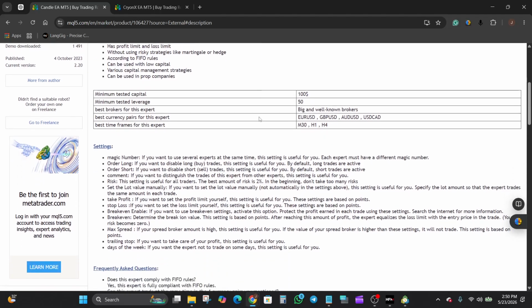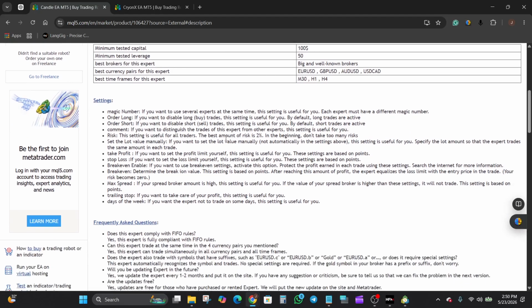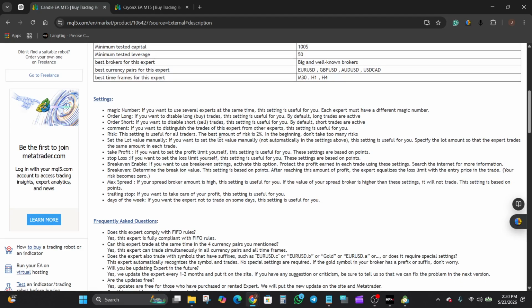Now, moving into the recommended usage section, I can see the EA is suggested for EURUSD, GBPUSD, AUDUSD, and USDCAD, and it performs best on M30, H1, and H4 time frames. So this gives a clear idea of the environment it is intended for, especially medium-term chart structures rather than very fast execution.